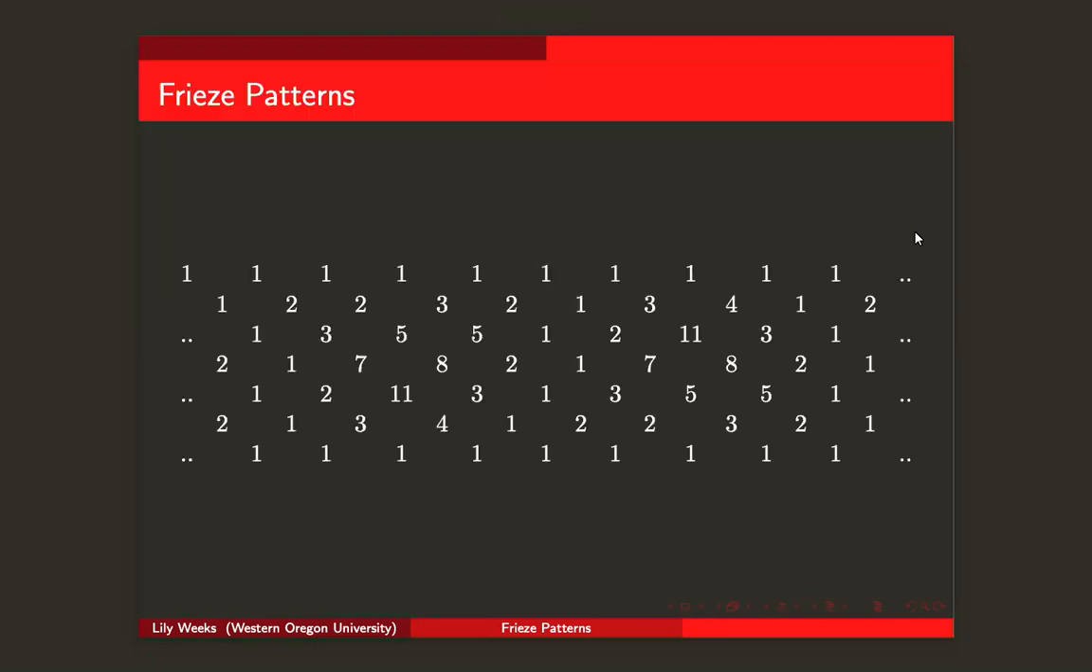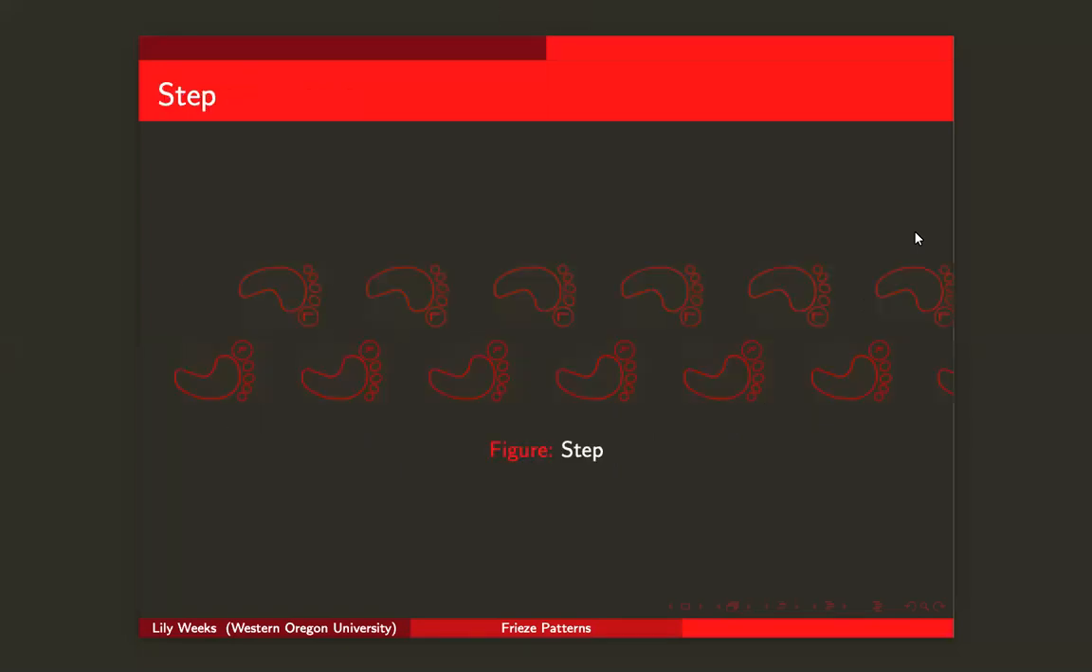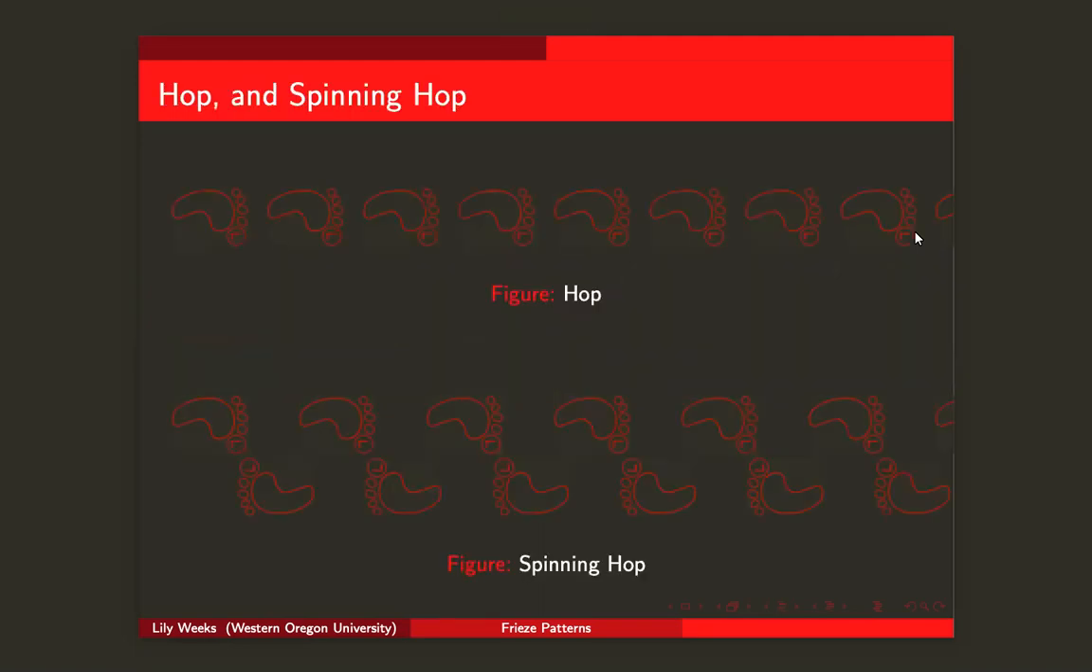Here is an example of a frieze pattern with numbers. The symmetries here may not be apparent, but we'll see later how each position is determined. The first frieze group is a step. The second and third frieze groups are hop and spinning hop. We'll notice here that both feet in the hop and the spinning hop are left feet and they don't contain any reflections. They are rotations and translations only.